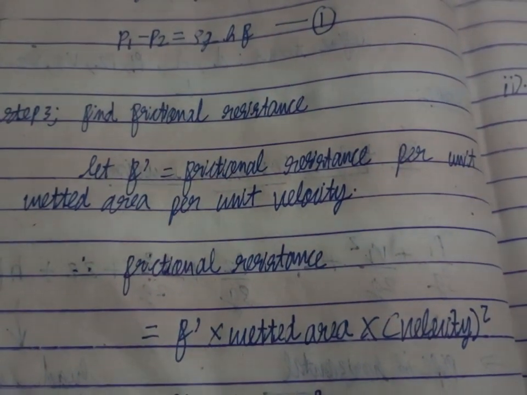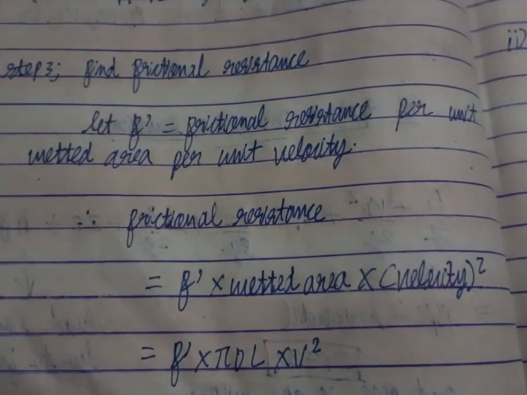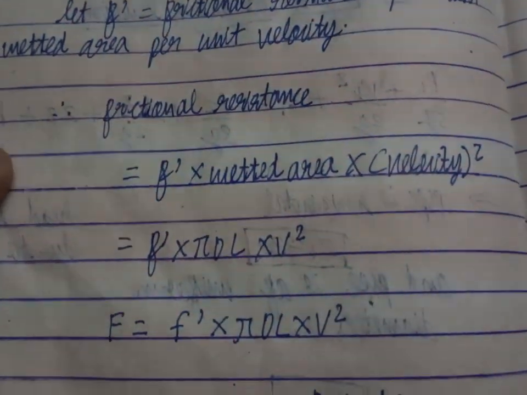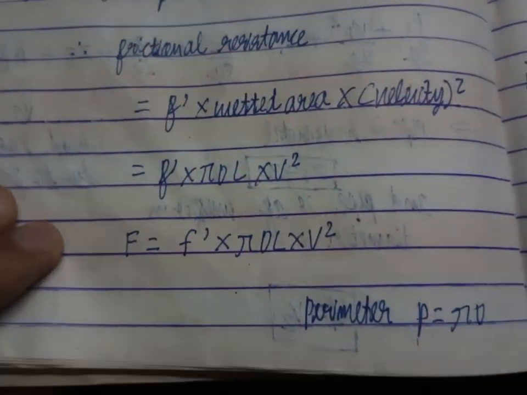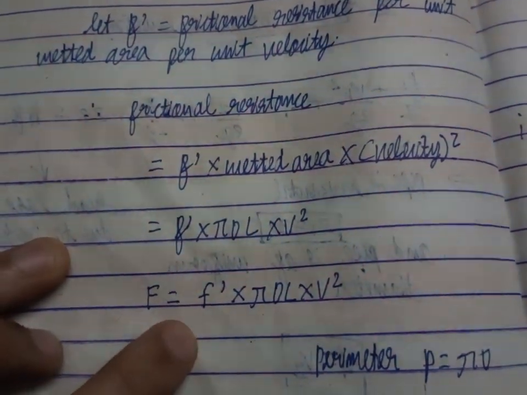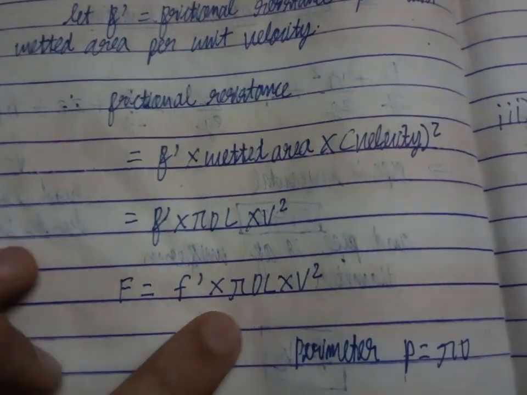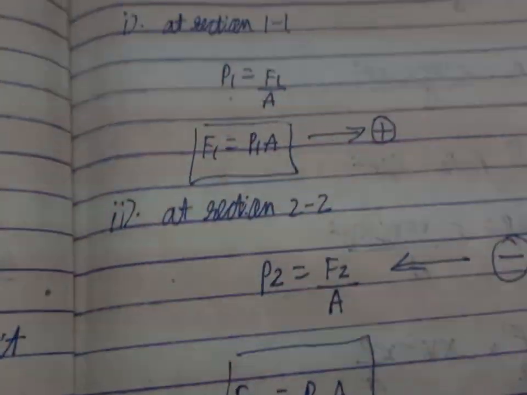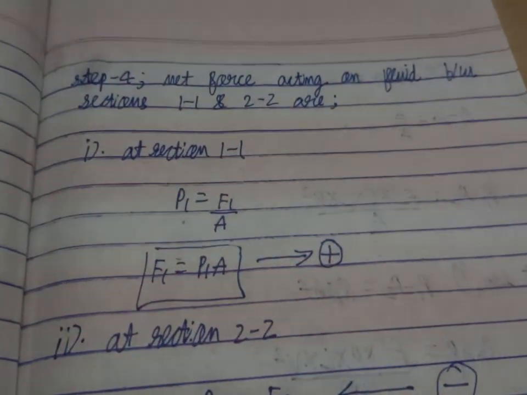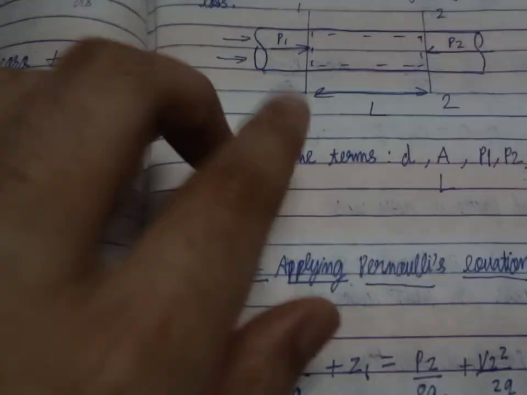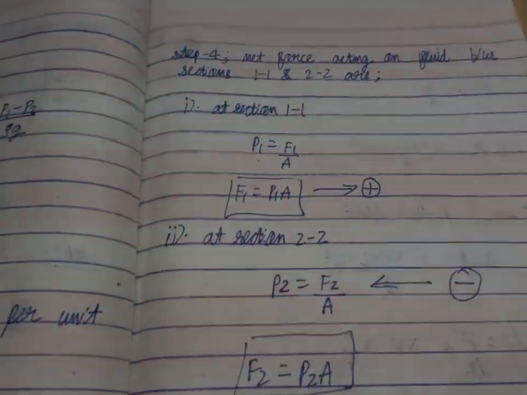Therefore, frictional resistance is given by F dash into wetted area into velocity square. So this is the frictional resistance, which is given by F dash into pi d l into V square, where the perimeter is basically pi d. Now we calculate the net force acting on the fluid between sections 1 and 2. So how do we do it?